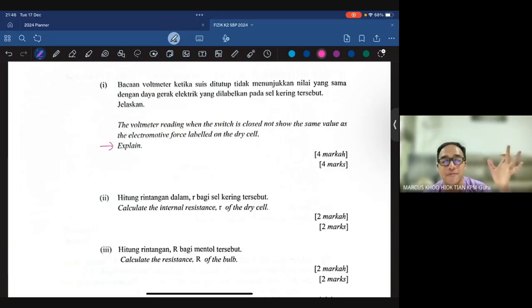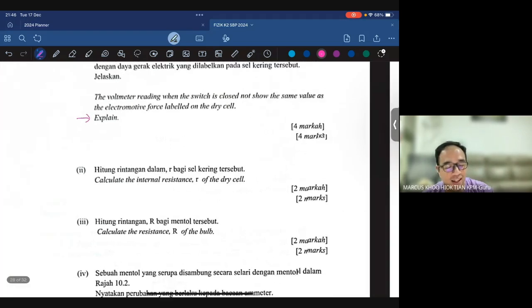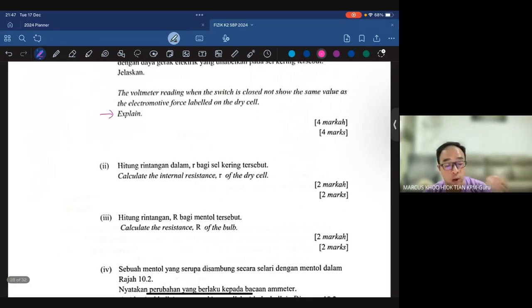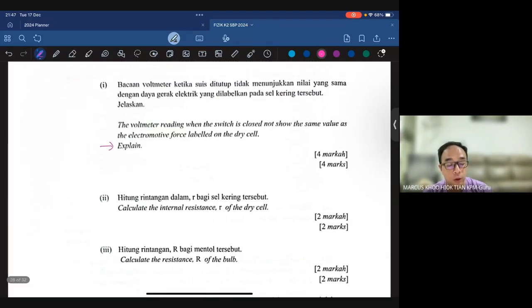Okay, they just say explain like that. It doesn't tell us in this one. So why is there a change? Why is there a change in the voltmeter reading? So 4 marks: 2 marks talk about the open circuit when the switch is open, and 2 marks talk about when the switch is closed.